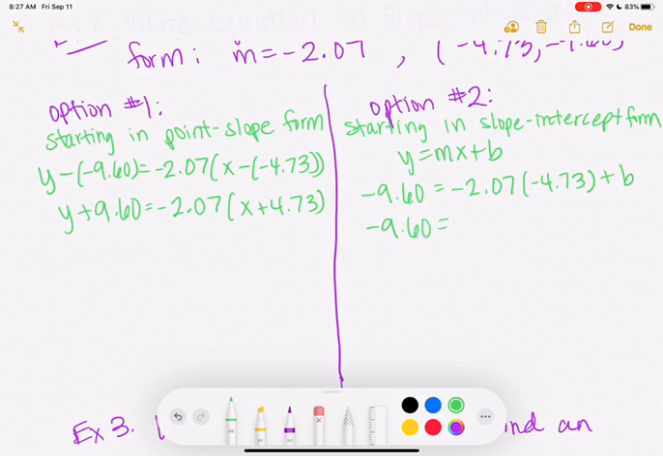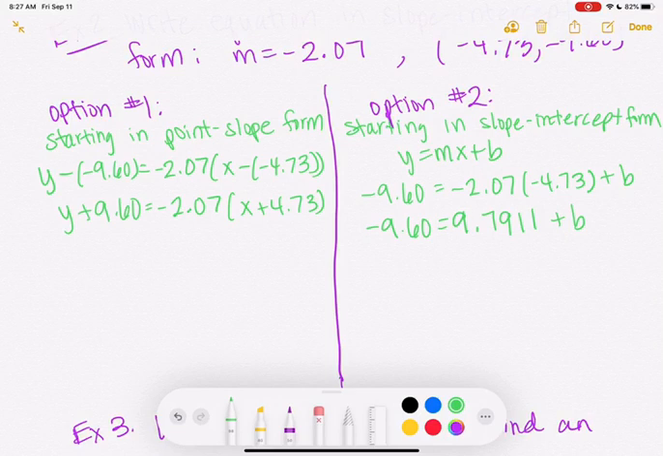So negative 2.07 times negative 4.73 ends up being 9.7911 plus b. Don't round that yet, because it will throw off your answer at the end. Save all rounding to the very, very end, in everything. Whichever option you picked, go ahead and totally finish off that problem. When you think you've got it, hit play again, and let's see how you did.